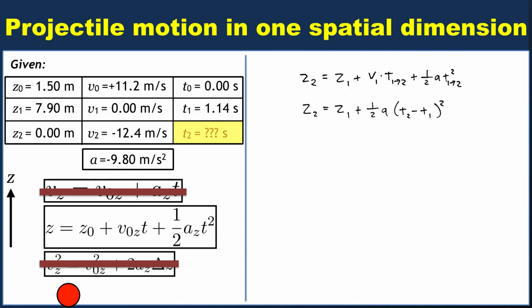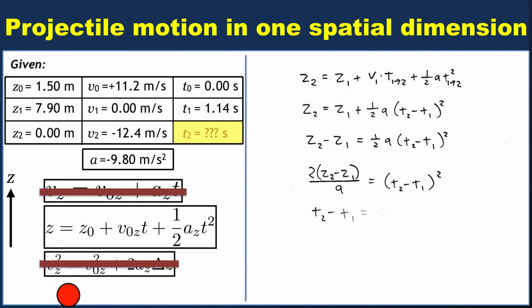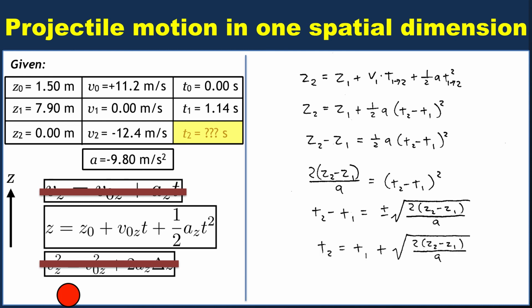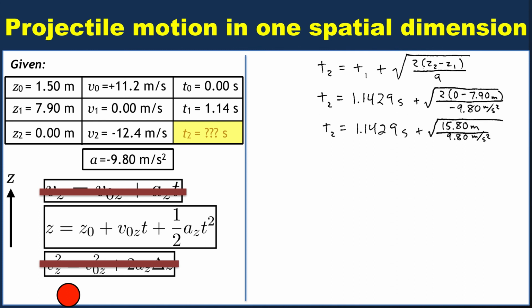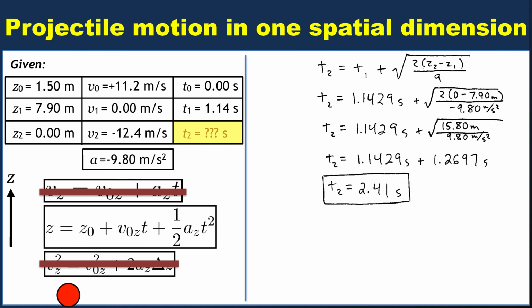Now all we need to do is solve for t2. So let's subtract z1 from both sides. We'll multiply both sides by 2 and divide both sides by a. Now we'll take the square root of both sides. Now again, it's technically the plus or minus square root. Thankfully this is a time interval, so we should choose the positive value. And now we just add t1 to both sides to have an expression for t2. All we need to do now is plug in the variable values to get our answer for t2. So we plug in the values. As always, we're sure to track negative signs carefully. And we get out that t2 is the sum of those two numbers, which is 2.41 seconds.